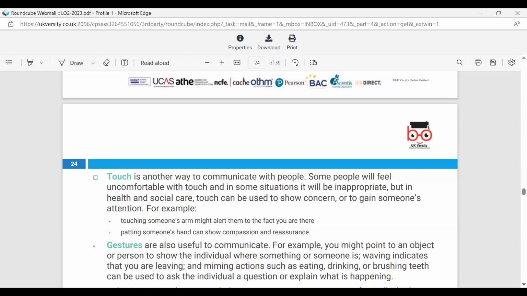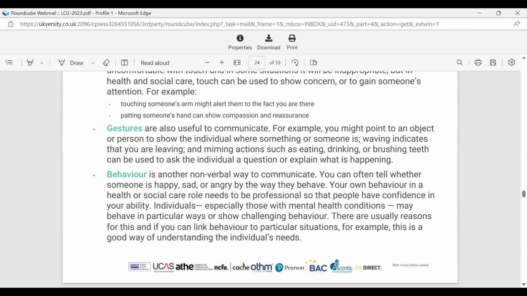So touch is another way to communicate with people. Some people feel uncomfortable with touch, and in some situations it will be inappropriate. But in health and social care, touch can be used to show concern or to gain someone's attention. For example, touching someone's arm may alert them to the fact that you are there. Patting someone's hand can show compassion and reassurance.